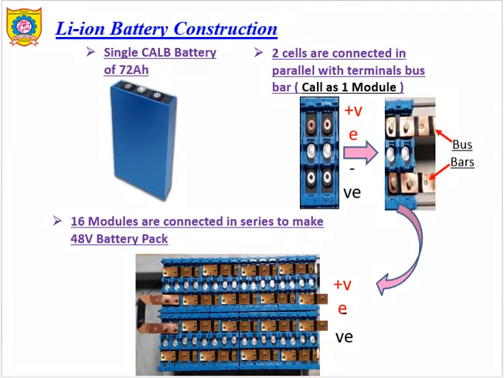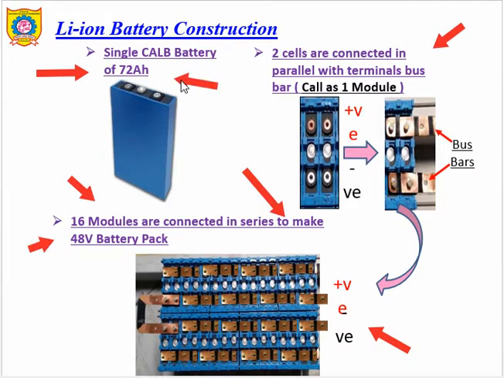In this diagram you can also see a 72 ampere hour single slab battery. Many cells are connected to form a bus terminal, and in this diagram you can see 16 modules connected in series to make a 48 volt battery pack, and in this case you have a 72 ampere hour battery.